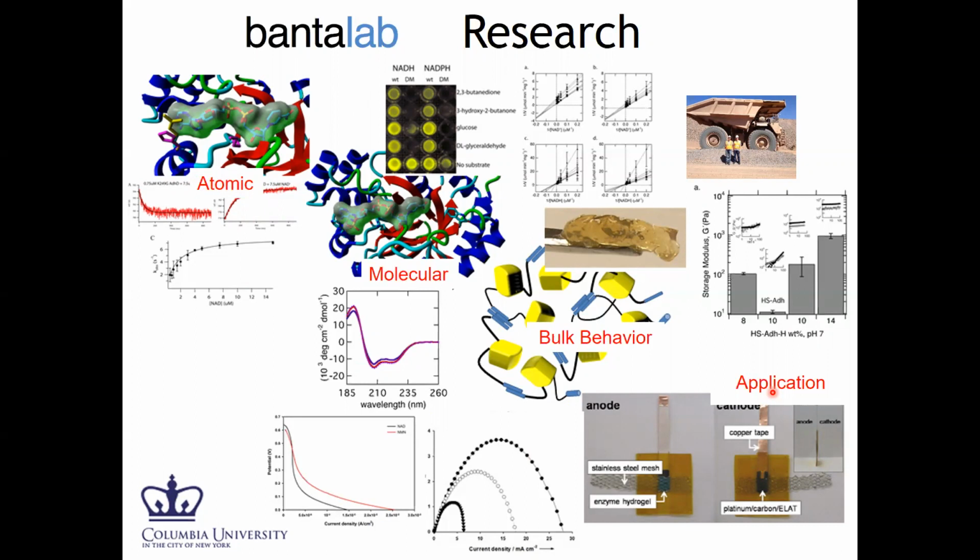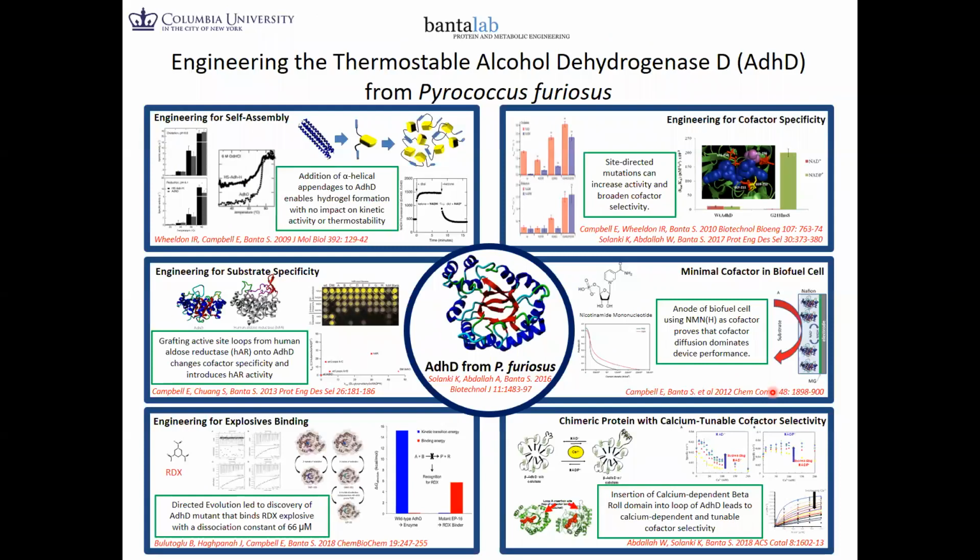So in this video, I'll just tell you a couple of different vignette stories that we've had through the years. These are some busy slides, but just to give you an overview of some of what we do. The first story I'll tell you about is work that we've done with this enzyme here. This is an alcohol dehydrogenase that comes from an extremophile bacterium that's able to survive boiling water. So this protein is able to survive extreme temperatures up to 100 degrees C.